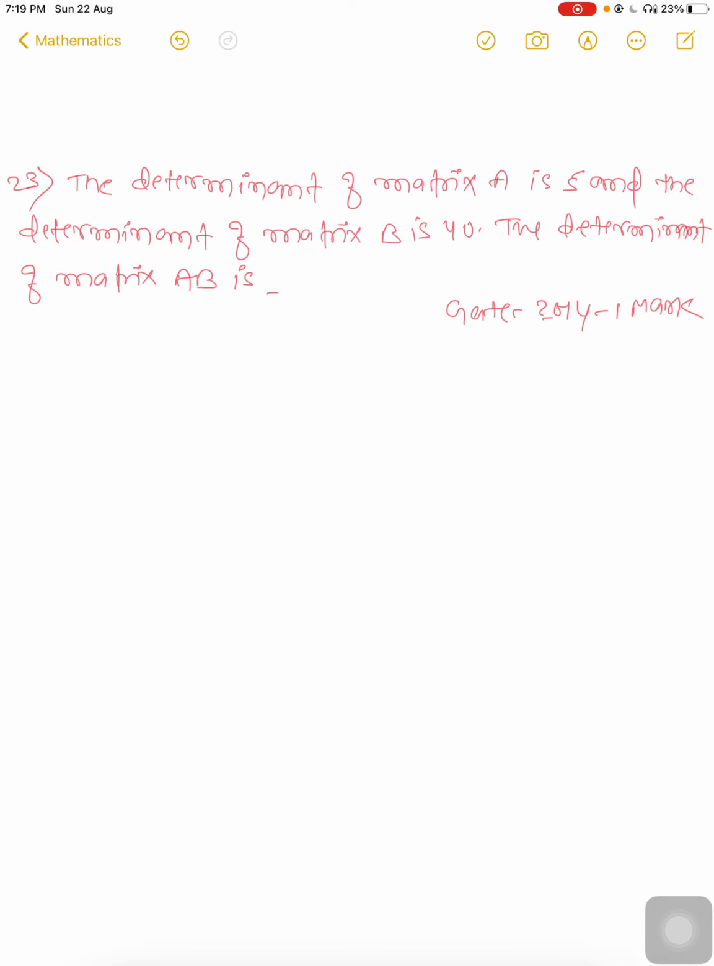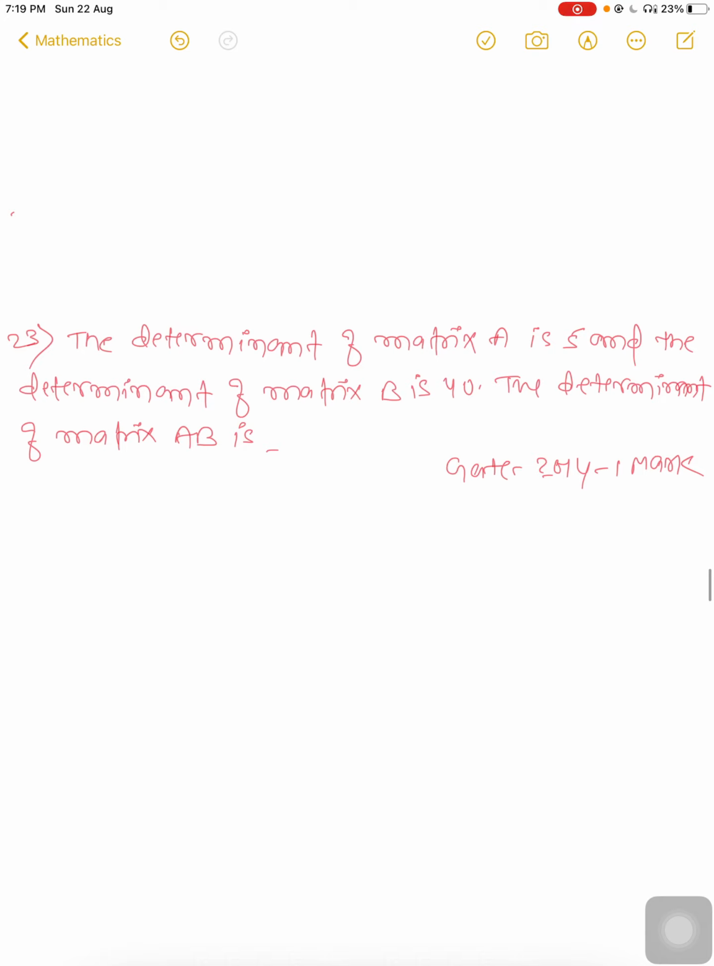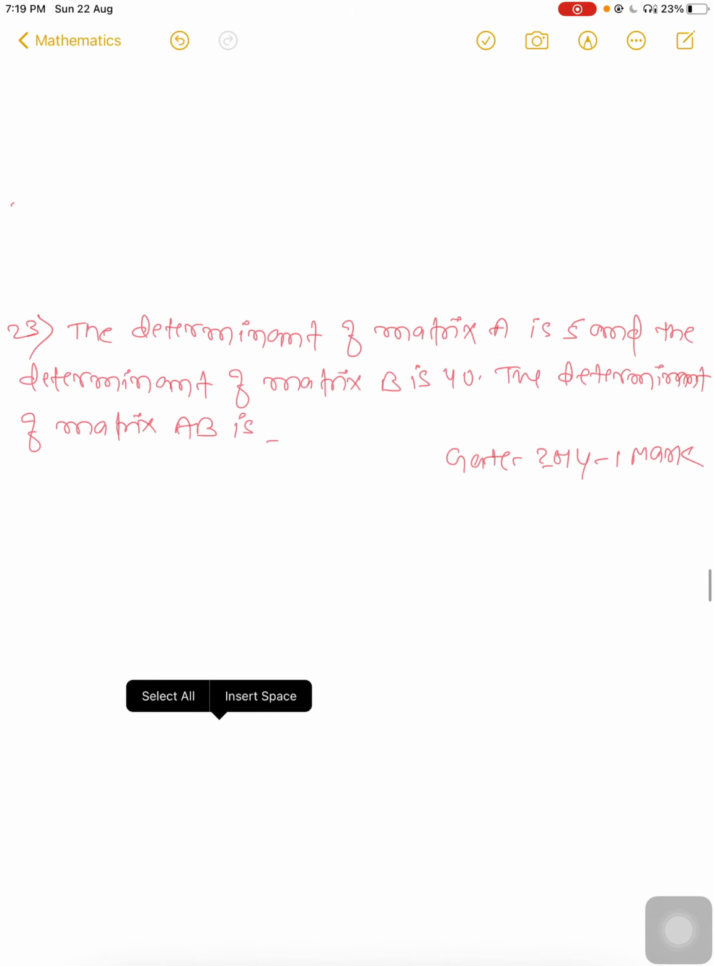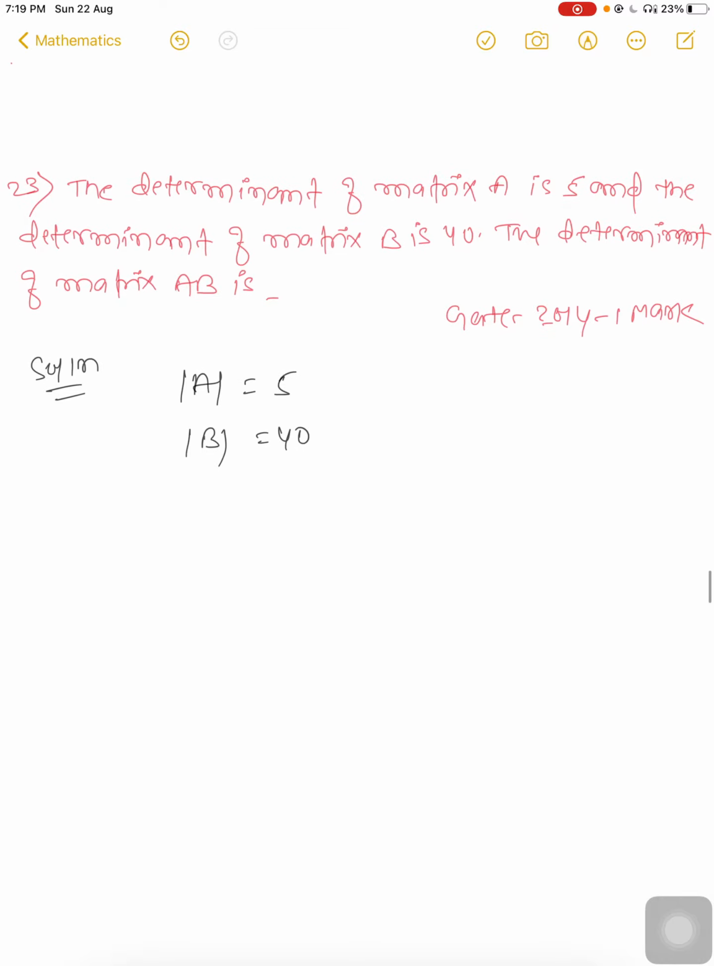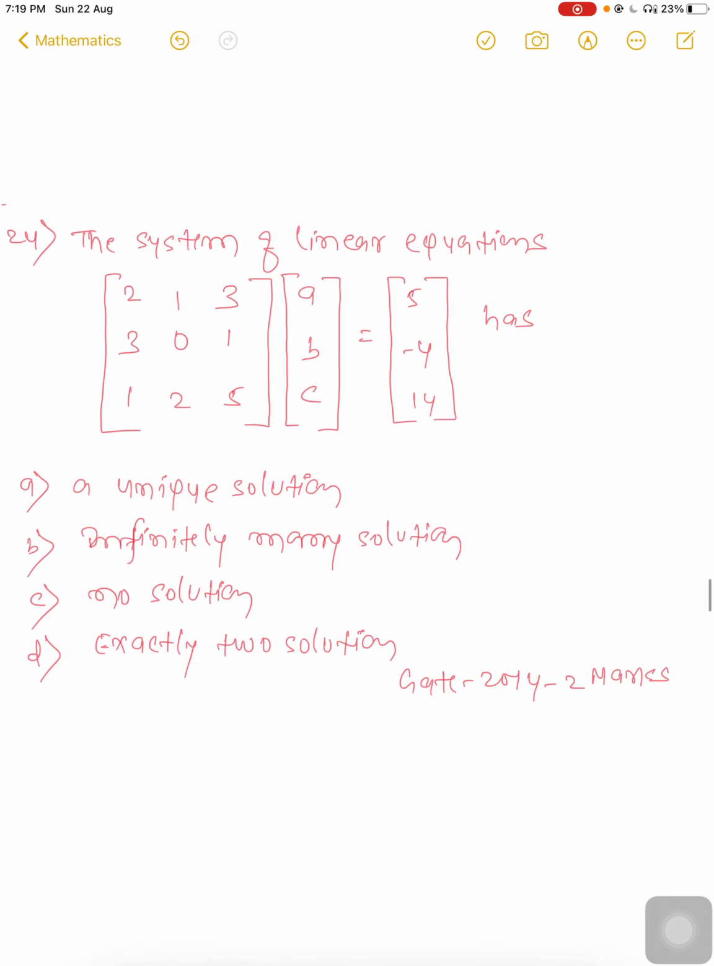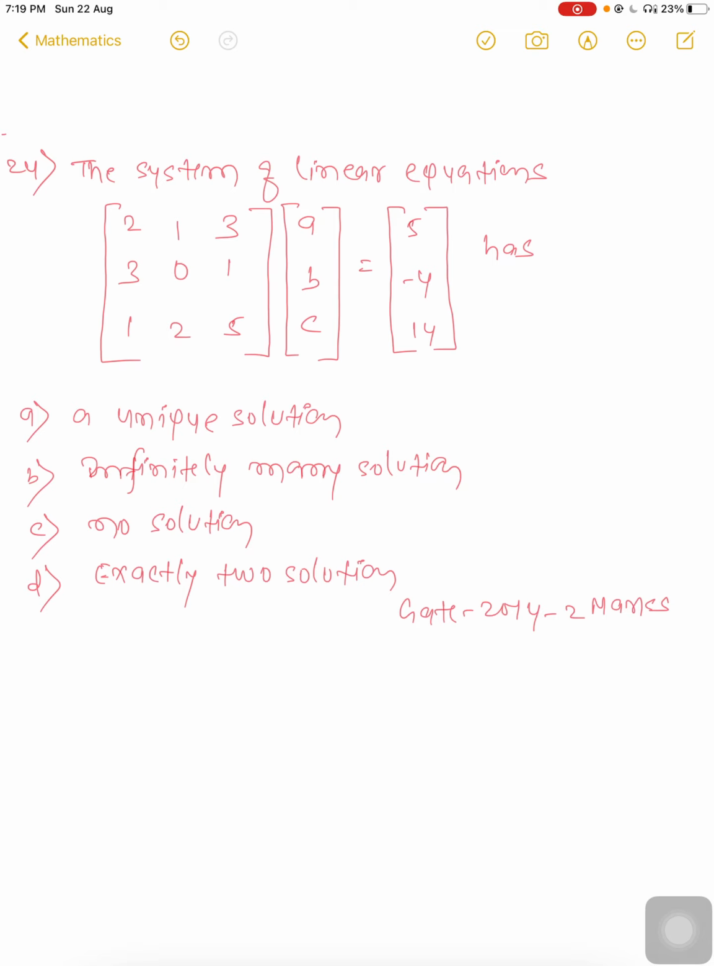The determinant of the matrix A is 5 and the determinant of matrix B is 40. The determinant of the matrix AB will be the multiplication of the two determinants. Determinant of A is equal to 5, determinant of B is equal to 40. So the determinant of AB is equal to the multiplication, and 200 will be the answer.